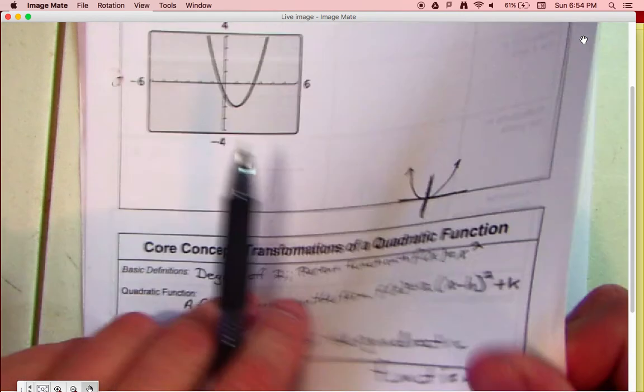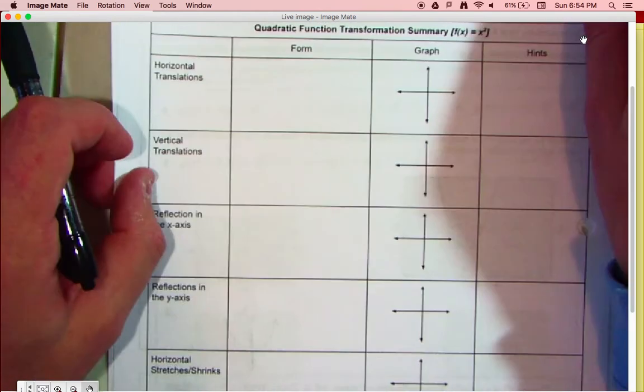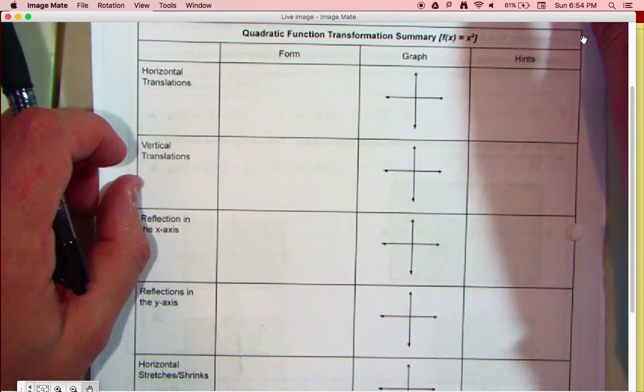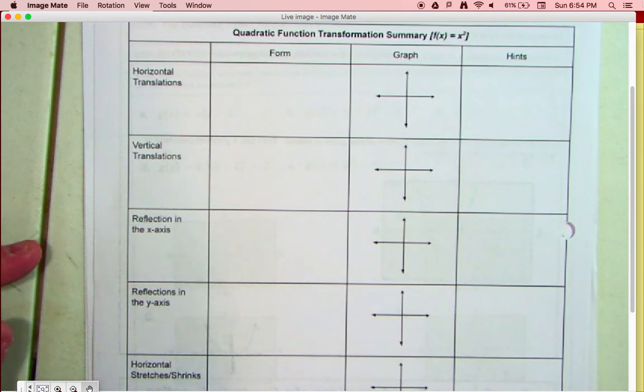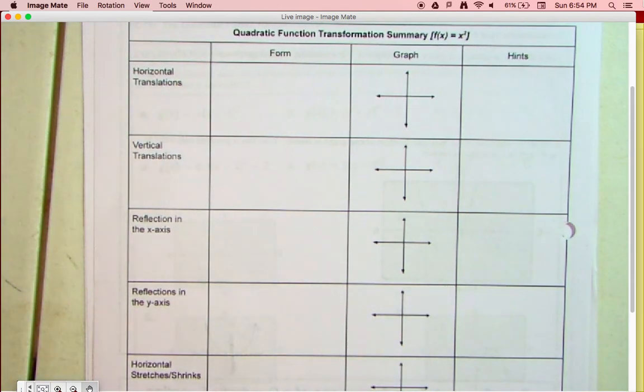Alright, so that's the basic idea of what we're going to be working with this unit. And so what I want to do is give you a quick summary of what the translations look like. Now we're not going to fill in every box here. We just want to give you a general idea.